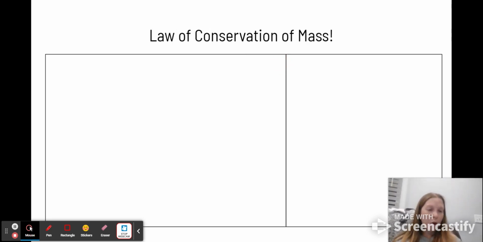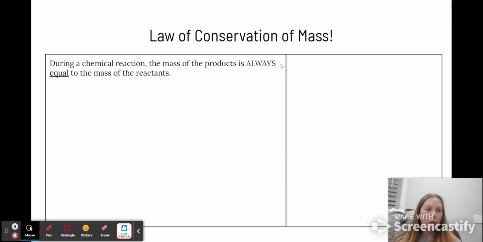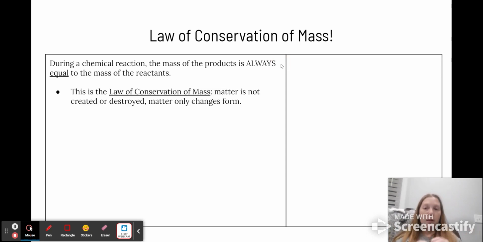So now let's talk about the law of conservation of mass with regard to chemical reactions. When you have a reaction take place, the mass of the products must equal the mass of the reactants. We can't just come up with new mass or eliminate mass that we started with. This is all based on the law of conservation of mass, which states that matter is neither created nor destroyed. It just transforms into something else.